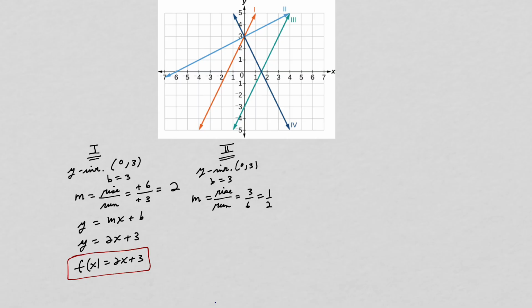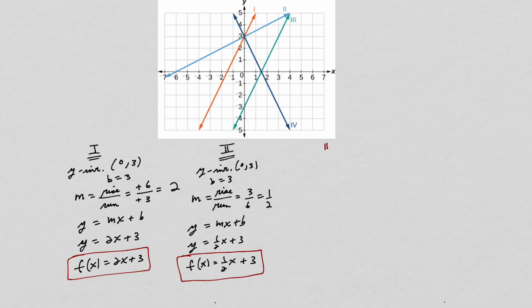So therefore, the equation is y equals mx plus b. So y equals a half x plus 3. And then as a function, I can just write f of x equals a half x plus 3. So that would be the equation of the second line, the blue line. Okay, what about the third? All right, so the third line is this one, right? This greenish color. In this case, it looks like the y-intercept is 0, negative 3.